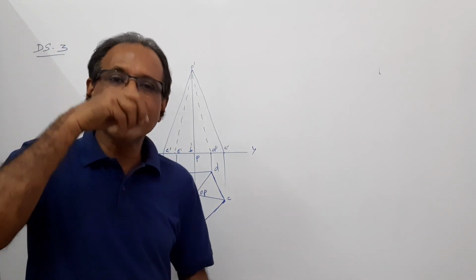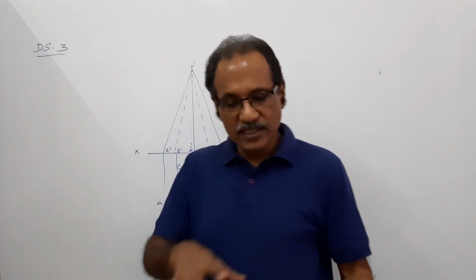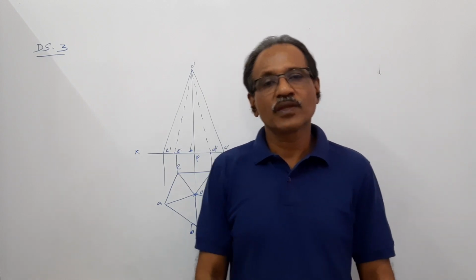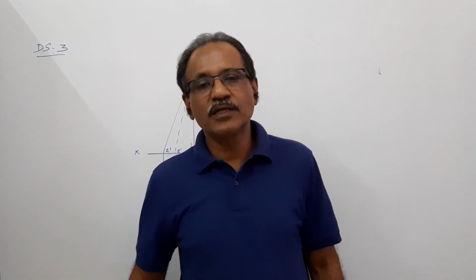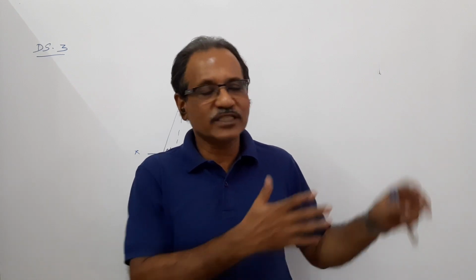We have got a pentagonal pyramid, 25 mm side, 60 mm axis, standing on its base on HP. We have to draw its development, then we have to cut it by different cutting planes and show the differences or changes in the development.